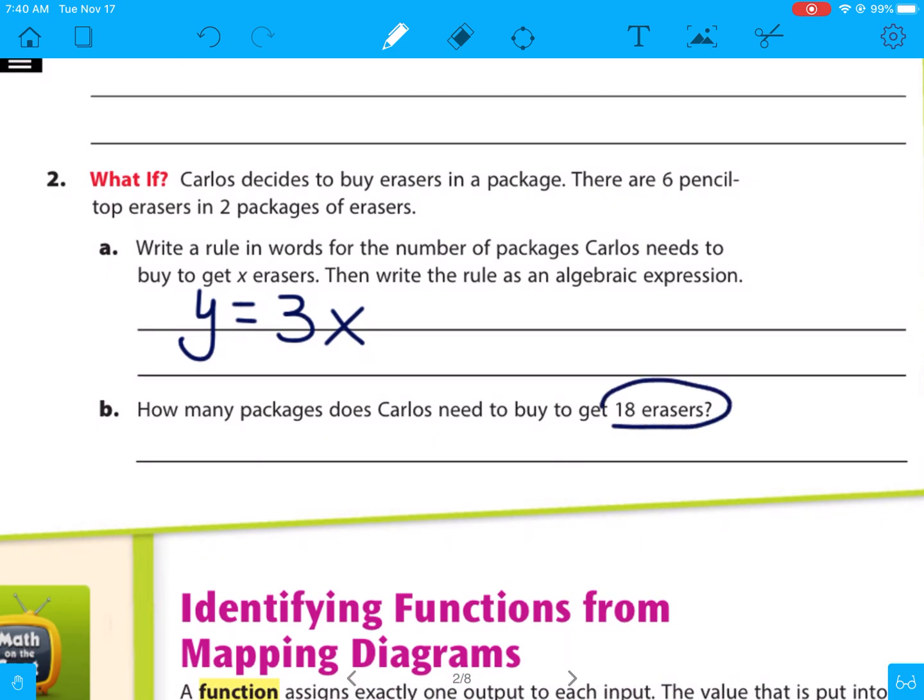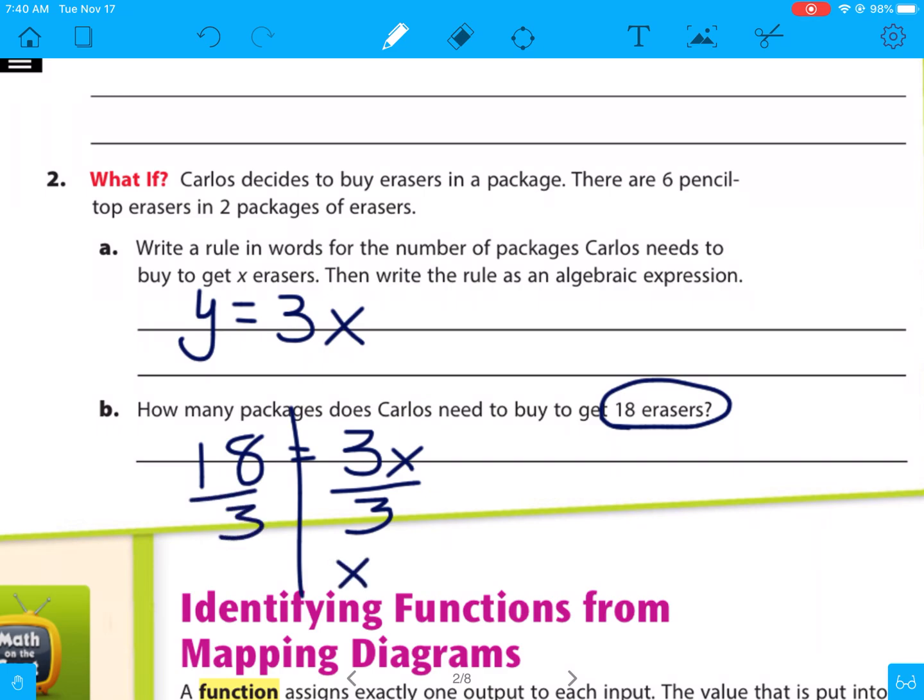This is going to be your total number of erasers, so you have to plug that into y. So it's going to be 18 equals 3x. Then when you solve for x, remember you want to isolate the variable and get x all by itself. So if you divide both sides by 3, you're going to get 1x, and you get x equals 6. So he will need to buy 6 packages.